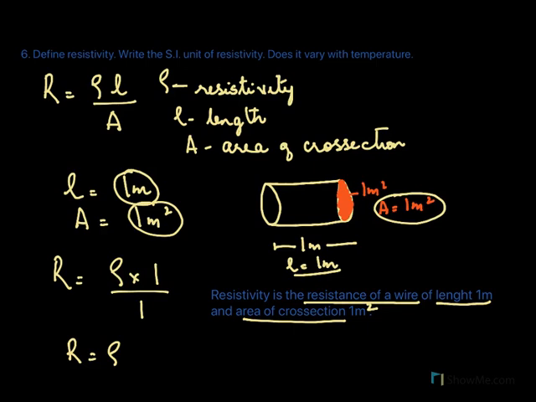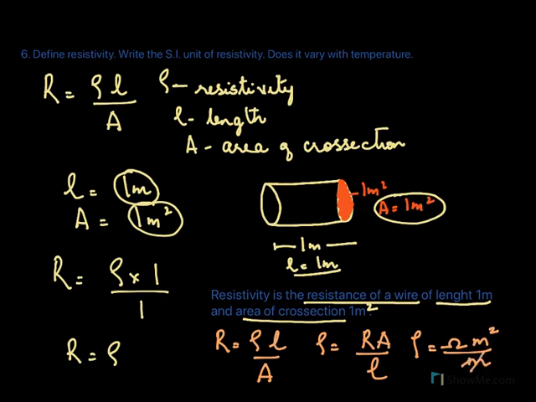To get the unit of resistivity, we know that R equals rho L by A, which means rho equals RA over L. So rho equals, now resistance is ohm, area of cross section meter square, length is meter. So we cut this, and the resistivity unit is ohm meter. When they ask you what is the unit of resistivity, it is ohm meter.